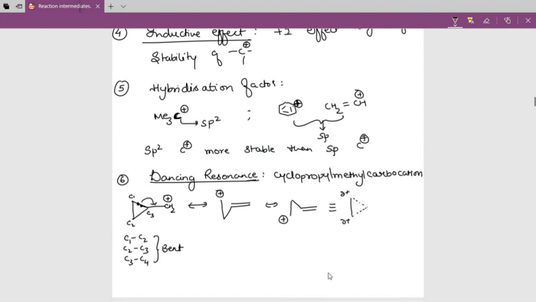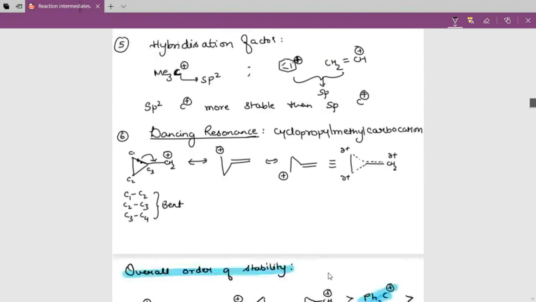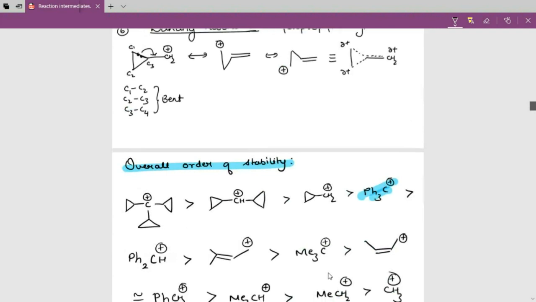This is not like in any cyclic system we will observe this. It is a specific phenomenon for cyclopropyl methyl carbocation. The moment you move to cyclobutyl methyl carbocation or cyclopentyl methyl carbocation, they are back to normal. No such phenomenon will be observed. So dancing resonance brings unexpected stability.